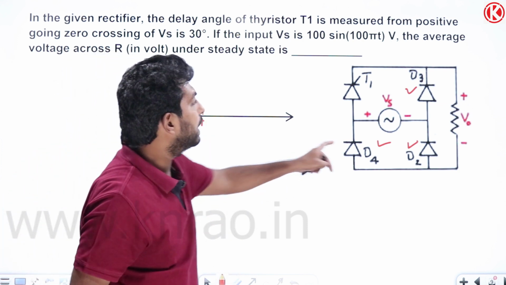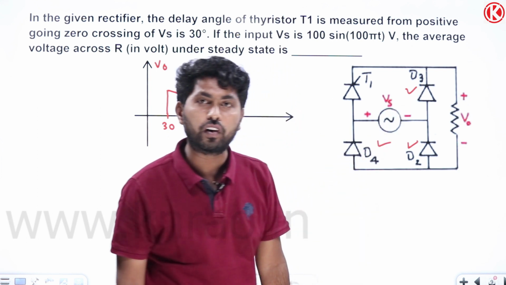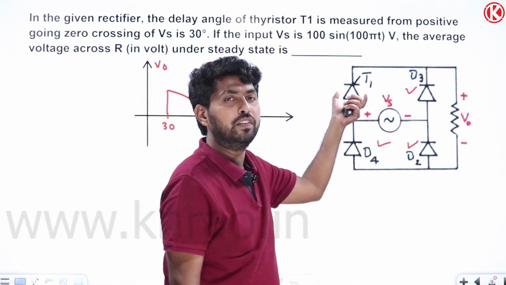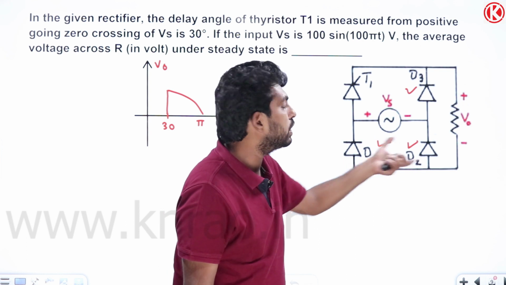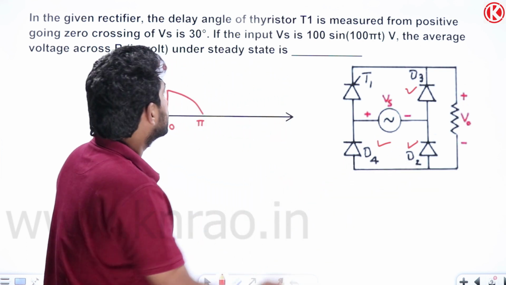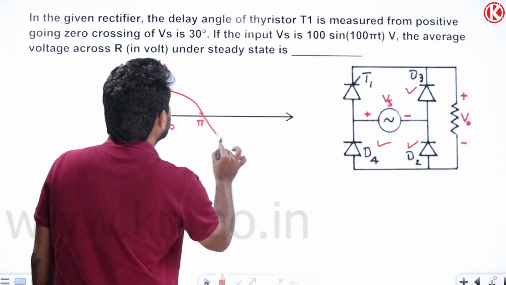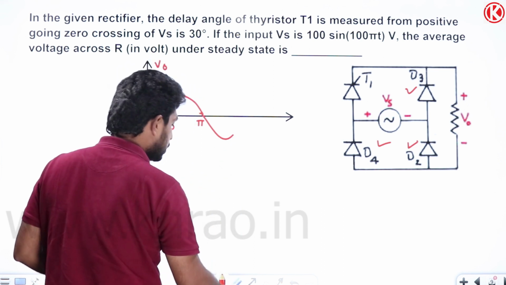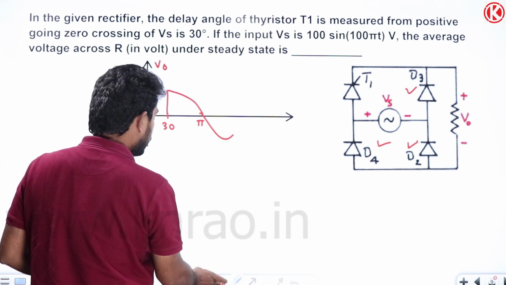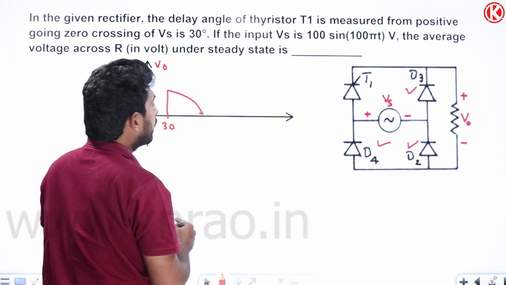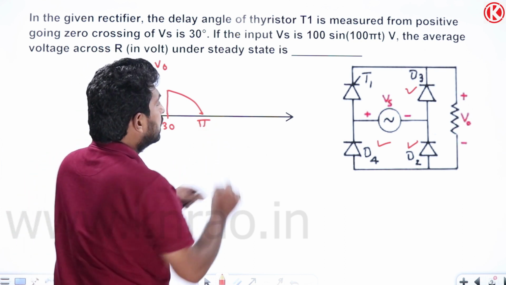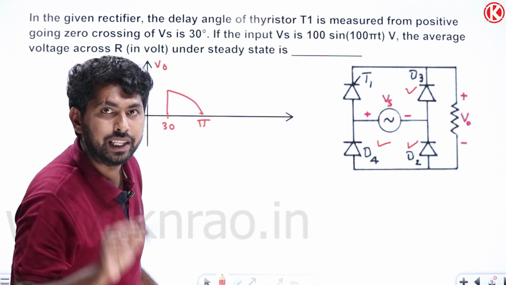In the remaining period, D3 and D4 will be forward biased. When D3 is on, T1 automatically gets turned off. When D4 is on, D2 gets turned off. So in the remaining period from pi to 2 pi, D3 and D4 are in the conduction state.